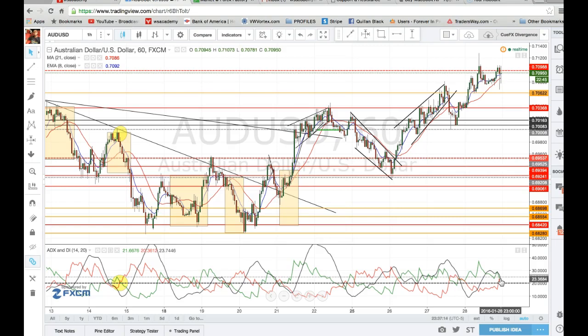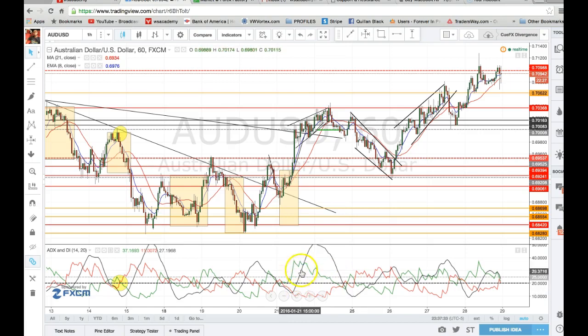Whenever the green is over the 25 and 20, that means it's in a bullish trending market. Whenever the red is over the 25 and 20, that means it's in a bearish trending market. And whenever it's under, vice versa. Okay?